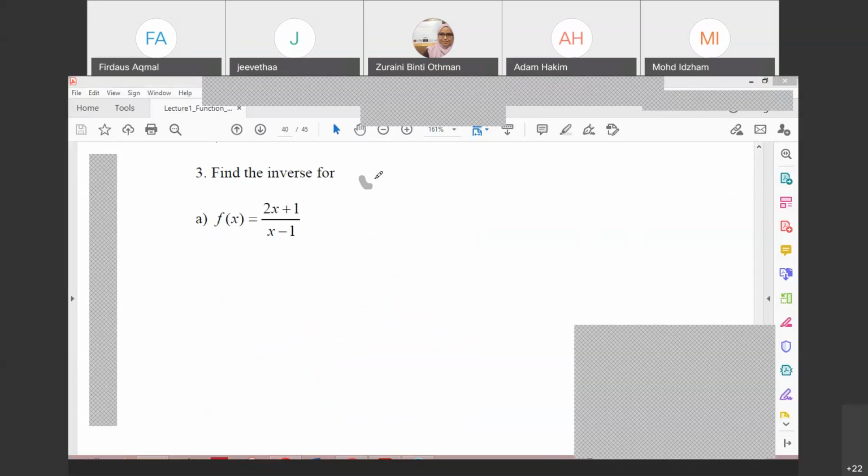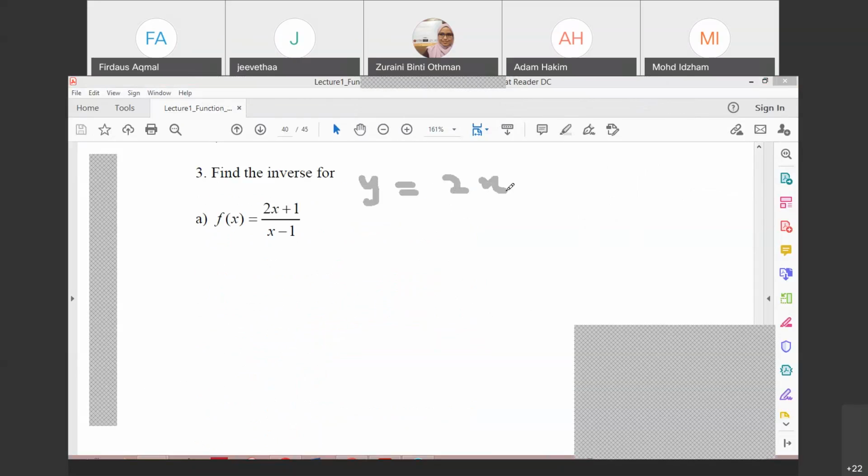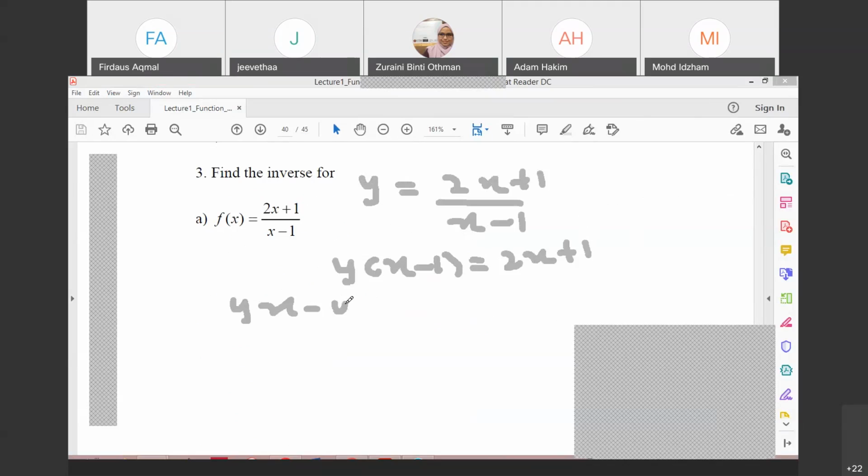Kita ada y sama juga dengan 2x campur 1 bahagi dengan x tolak 1. So sekarang kita nak jadikan x sebagai perkara rumus kan. Y x tolak 1 sama juga dengan 2x campur 1. So now we have to expand here, yx tolak y sama juga dengan 2x campur 1. Setempatkan yang ada x which is yx tolak 2x sama juga dengan y tambah 1.